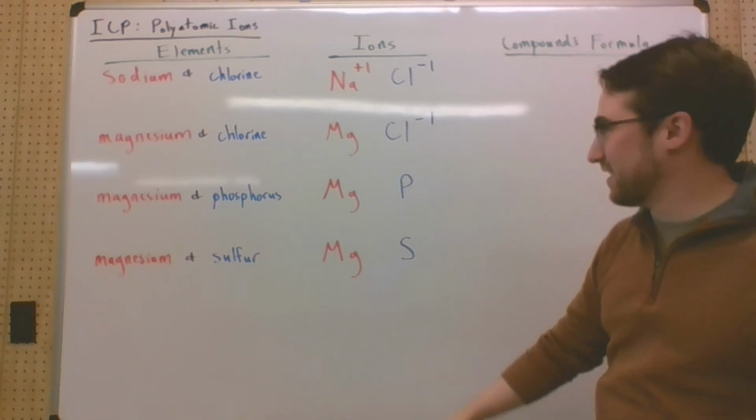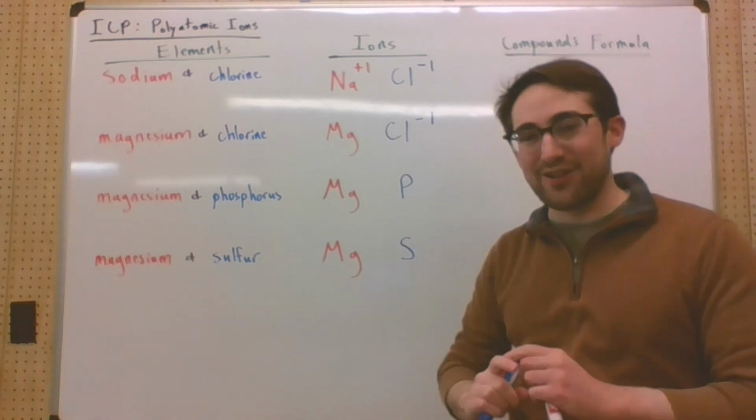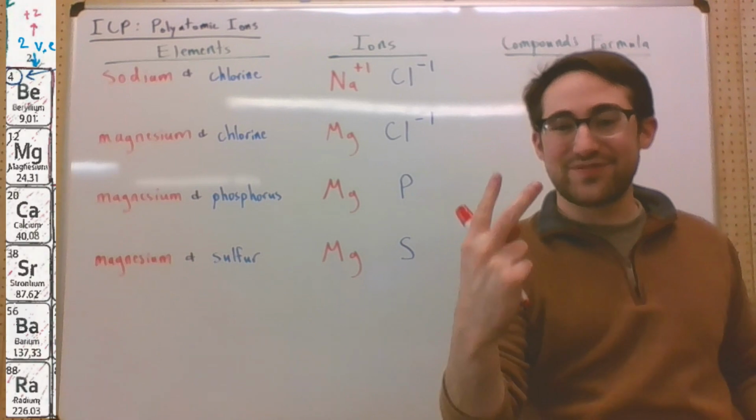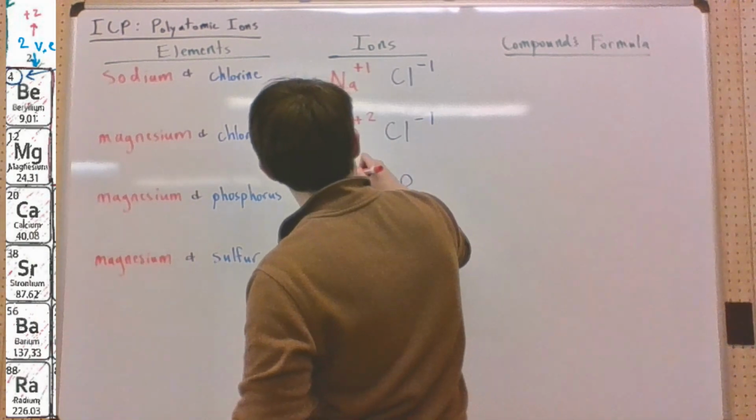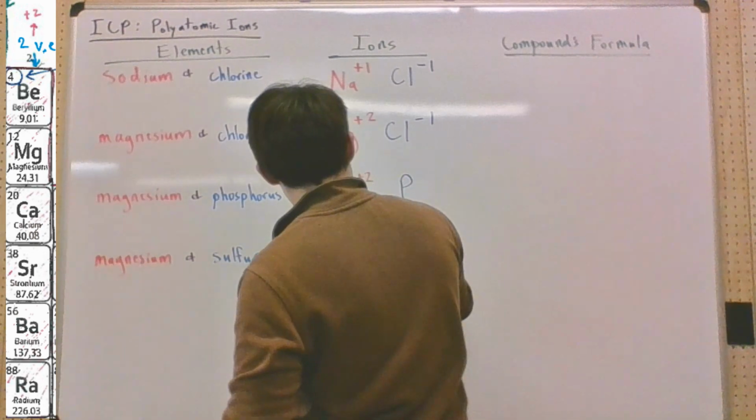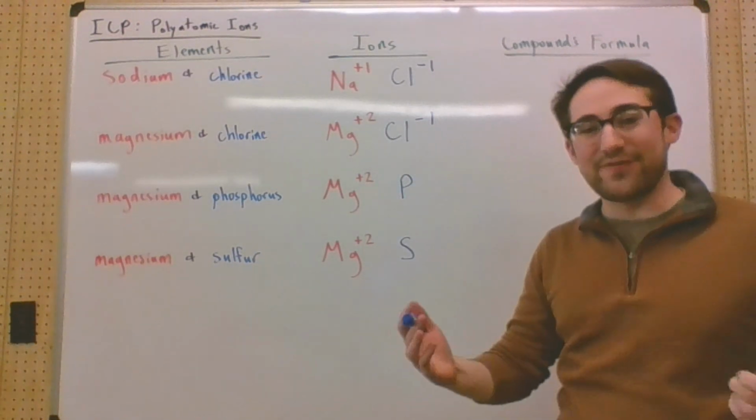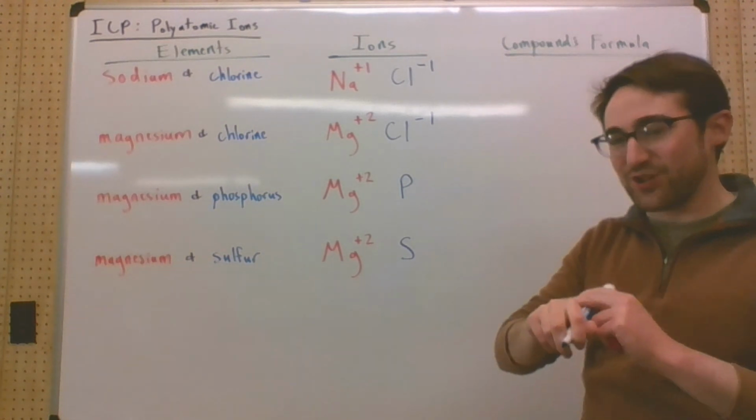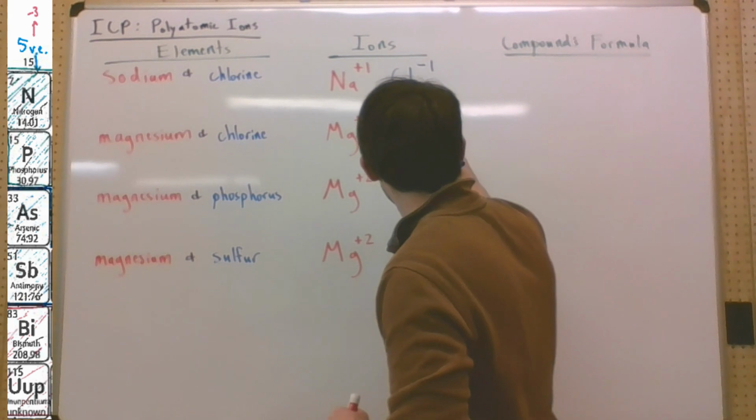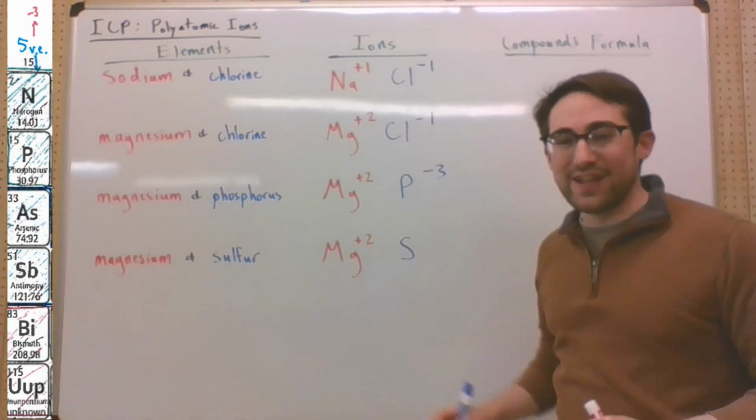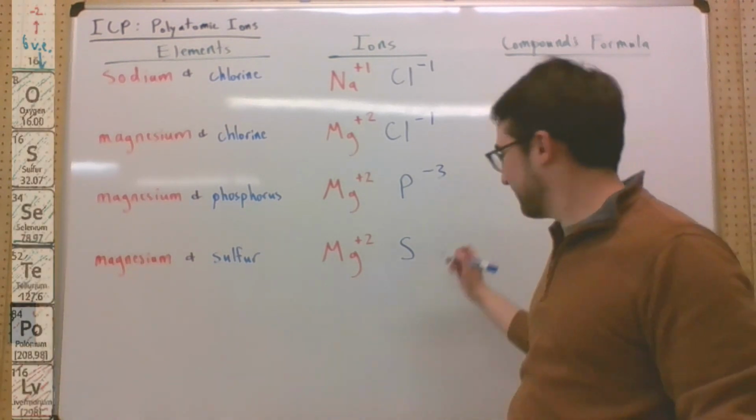Magnesium is showing up a bunch of times, so we can go find it in the second column. Magnesium has a charge of +2. Phosphorus is in the 15th column, in the nitrogen group, and it has a charge of -3. And sulfur is in column 16. It's in the oxygen group, with a charge of -2.